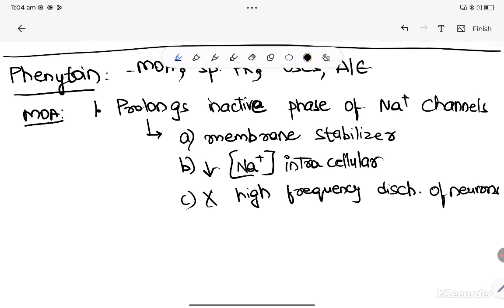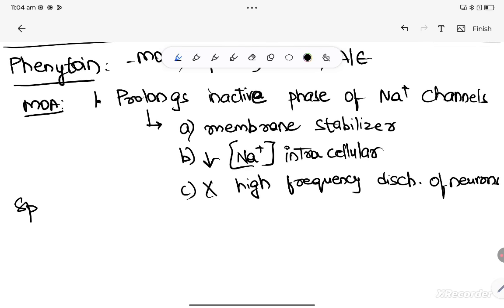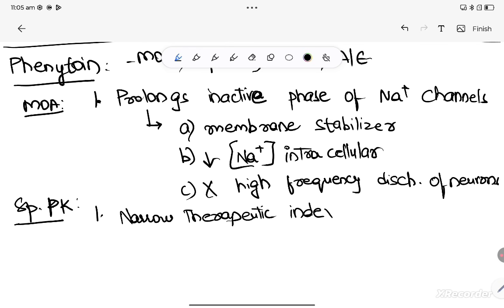Now, let us talk about special pharmacokinetic features of phenytoin. Most important is that it is a narrow therapeutic index drug. So, the concentration must be very cautiously maintained and should be monitored using therapeutic drug monitoring. And the second most important thing is that it follows mixed order kinetics.